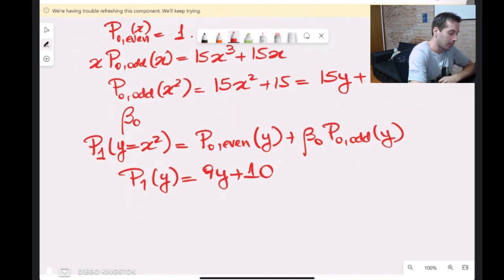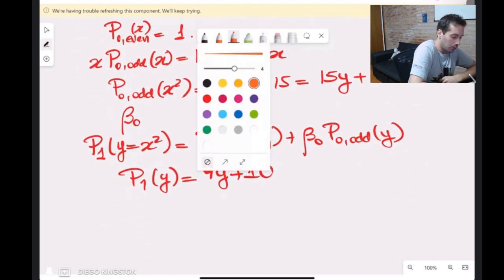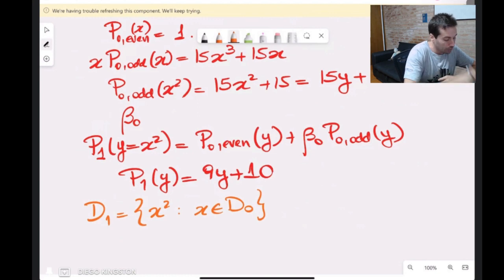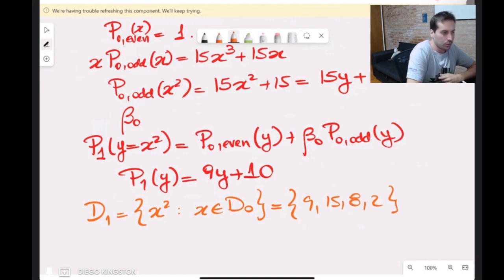So now that we reach this point, of course, what we are going to do is we will have a domain of the form x squared such that x belongs to D0. And so the domain is reduced. This domain is simply 9, 15, 8, and 2. This is because of the 8 elements, they are related by x, one being x and the other being minus x. So when we take the square, we get the same value. And so we only have these 4 values.